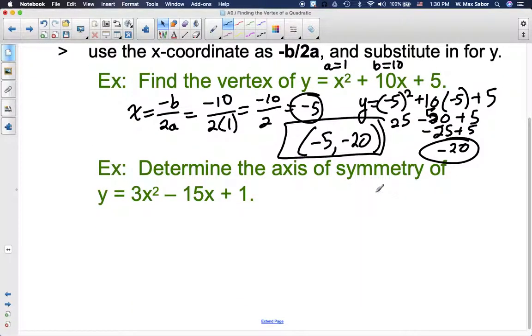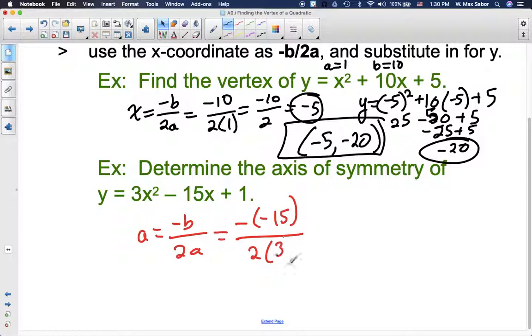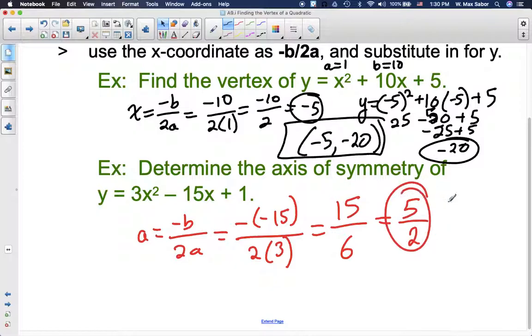The axis of symmetry for this equation, well, we take x equals negative b over 2a. b is negative 15. a is 3. 15 over 6 is 5 halves. So x equals 5 halves is the equation for the axis of symmetry.